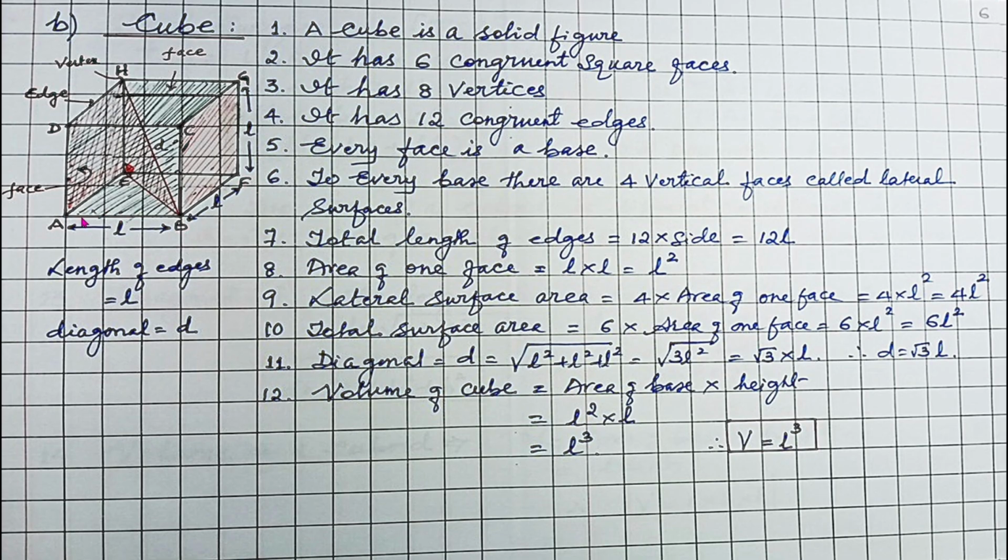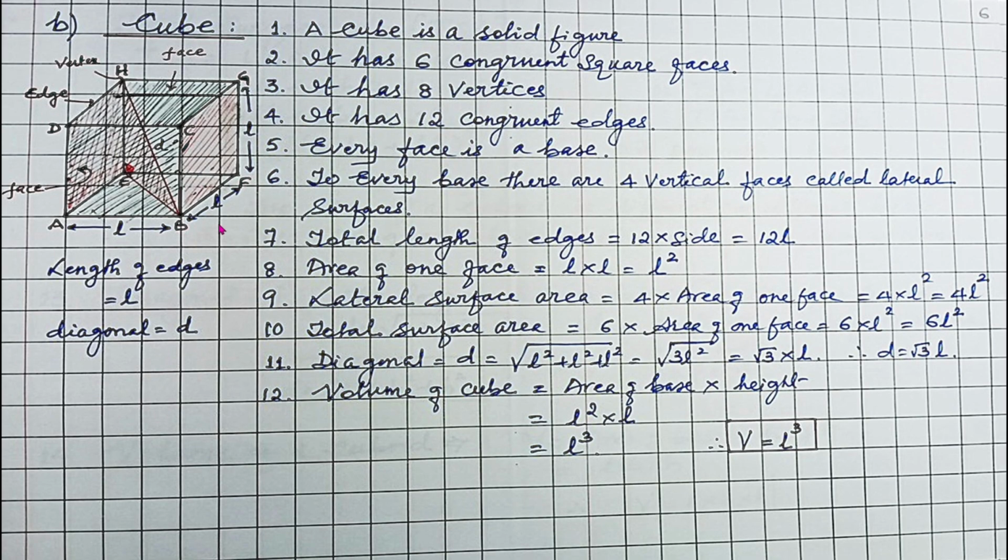For example, here in the figure, A, B, F, E. A is the vertex, B is the vertex, F is the vertex, E is the vertex. Similarly, D, C, G, H are vertices. So in all there are 8 vertices. Now the length of the diagonal D is equal to square root of L square plus L square plus L square, that is equal to square root of 3L square, that is root 3 into L, or the diagonal is equal to root 3 into L. So please remember this relation.